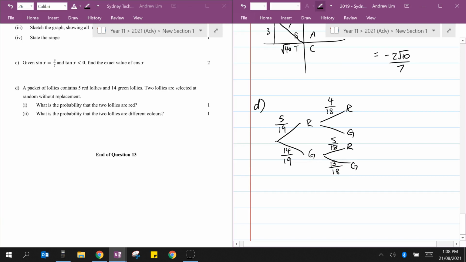So the probability that the 2 lollies are red, maybe I'll do this, probability that they're both red is 5 out of 19 times 4 out of 18.